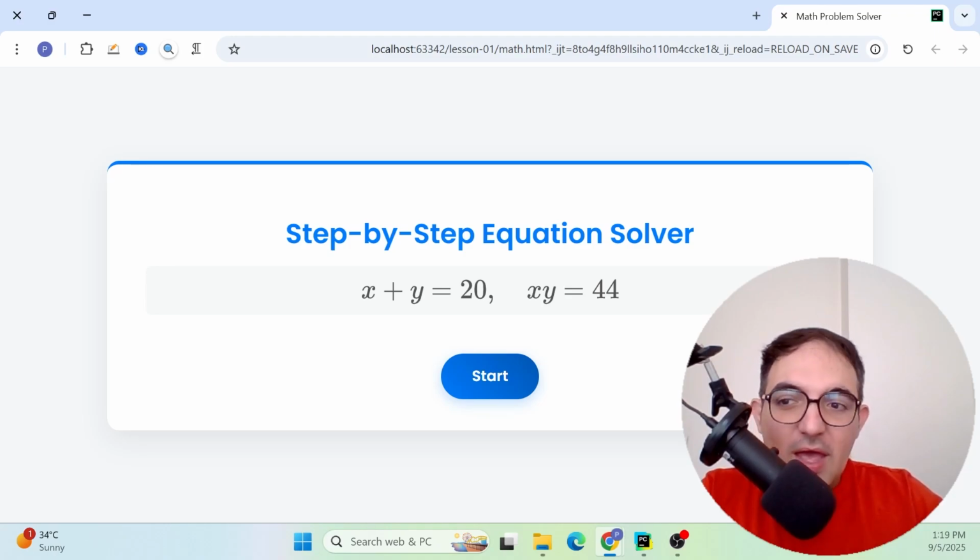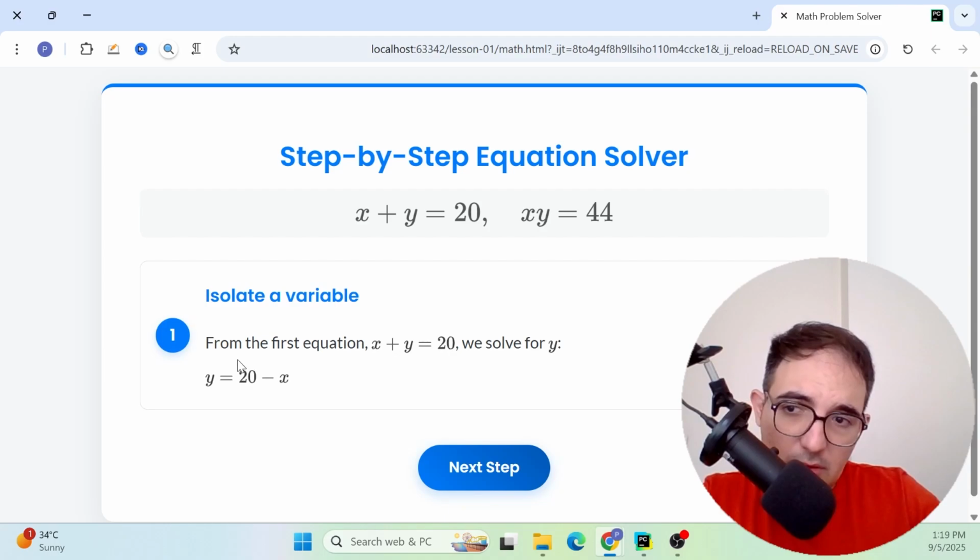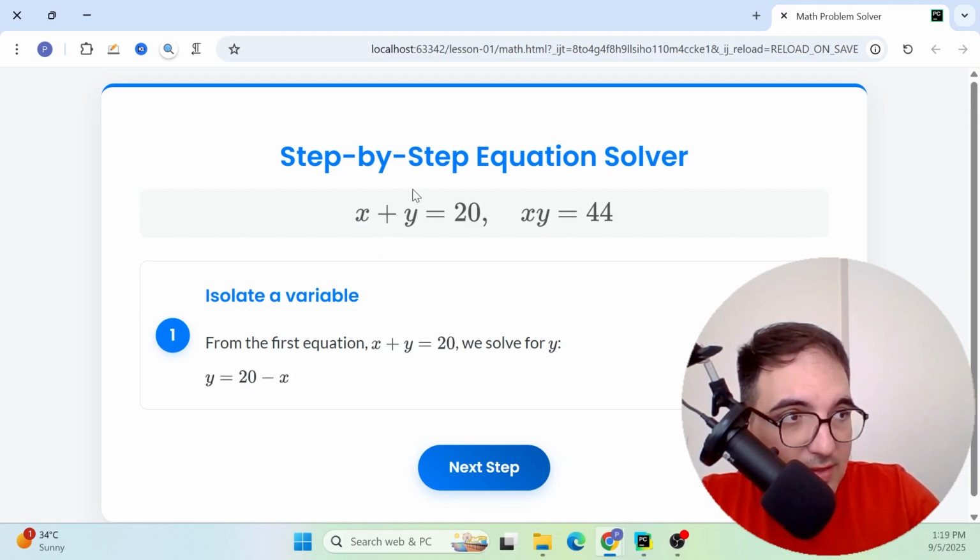Let's begin. For our first step, we need to get one variable alone. Let's take the first equation, x plus y equals 20. We need to get y by itself. We just subtract x from both sides like this, and that gives us our new, very important equation, y equals 20 minus x.